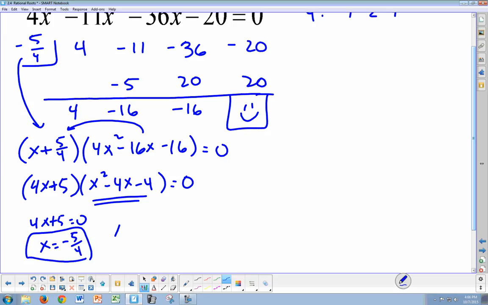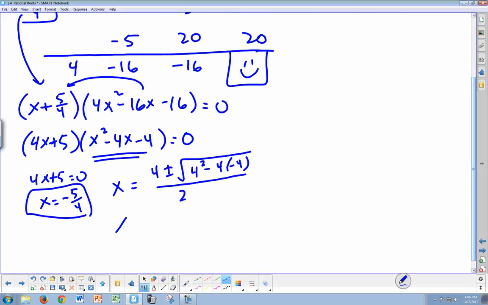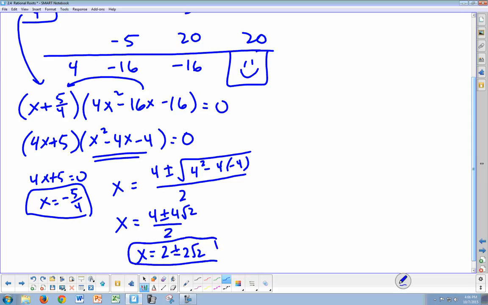And then the other part, using the quadratic formula: 4 plus or minus the square root of 4 squared minus 4 times negative 4, over 2a. This is a lot of 4s here. So that's what we end up with. 32 inside, we can hop out a 16, so it looks like we've got 4 plus or minus 4 root 2 all over 2. Final answer here, 2 plus or minus 2 radical 2. Those are the two decimals that you saw on the graph. So that's a way for us to handle that very difficult cubic.